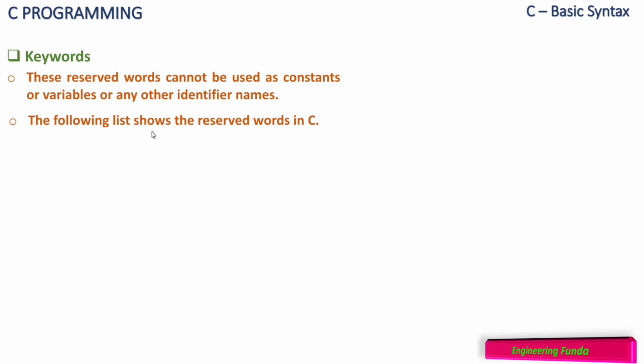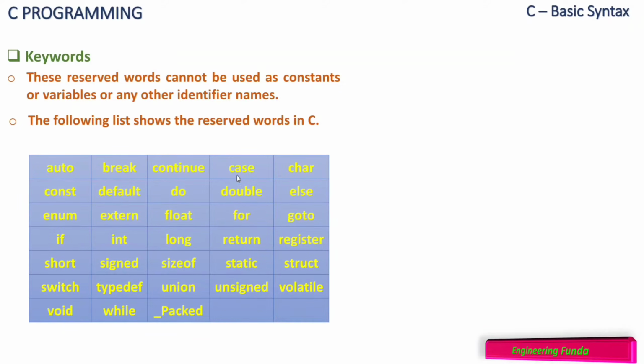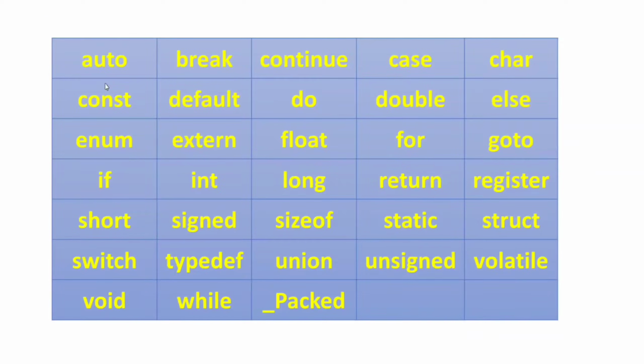The following list shows the reserved words in a C program. So here this is a table which contains the list of identifiers which are keywords in a C program. These you cannot use as a variable or a user defined identifier. Auto, break, continue, case, char, const, default, do, and there is a big list. Here you can see that union, sizeof, typedef, while, if, these are all keywords. So you cannot have them as a variable name.